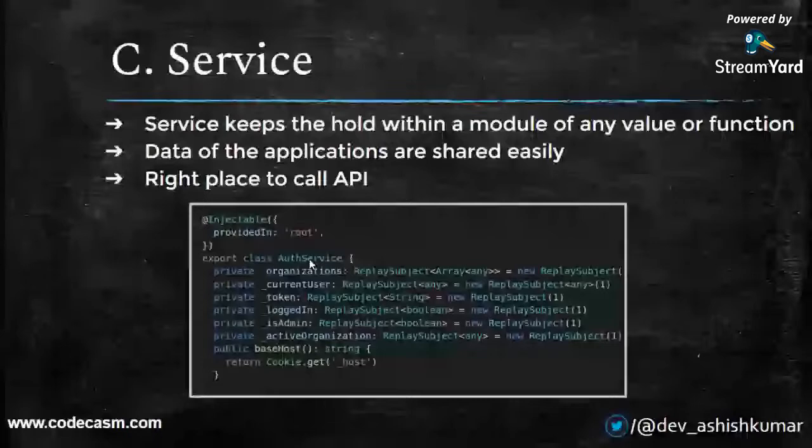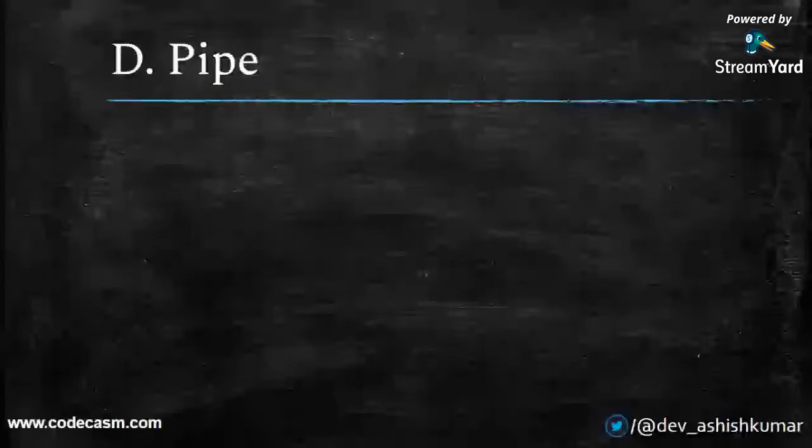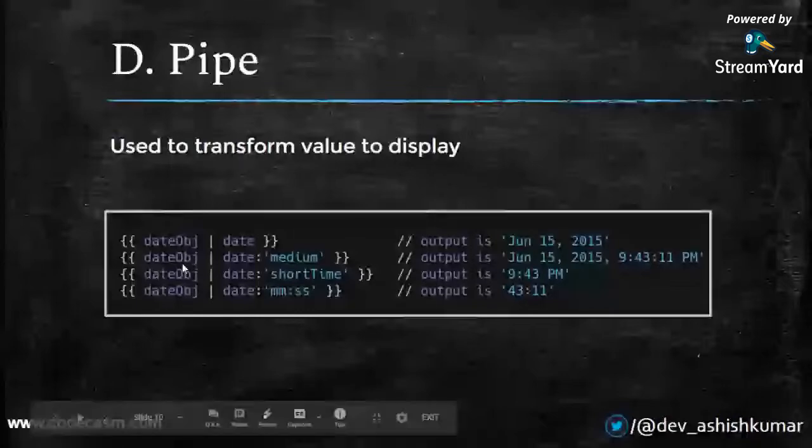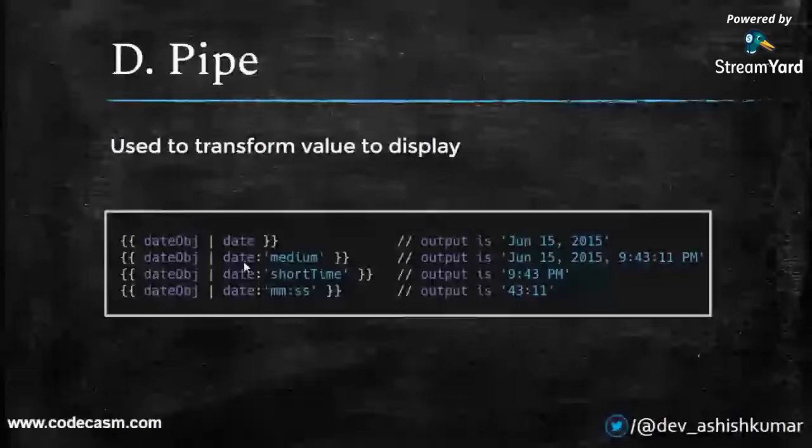So pipe is something which transforms values for display. Here is an example. If we want to display a date, the date object coming from our class file may have an unformatted value. While showing it in our HTML, we will apply this pipe. This is called a pipe filter. The format mentioned here is how it should be rendered. So it is transformed and it will give this kind of output.